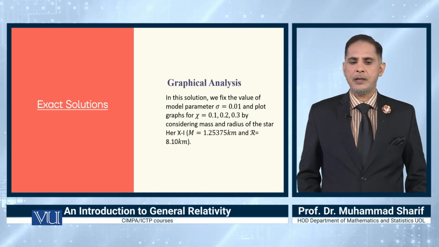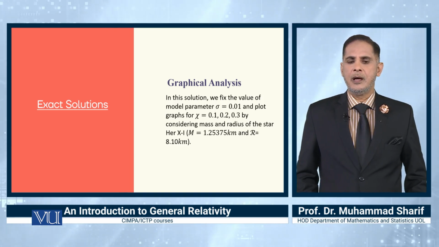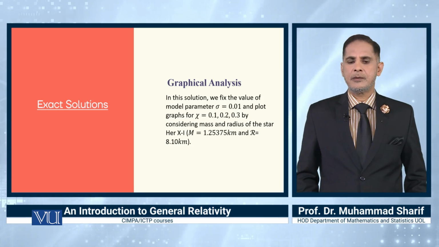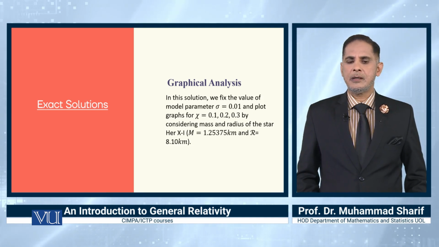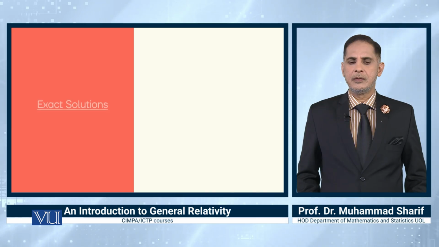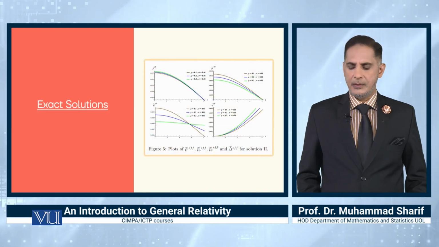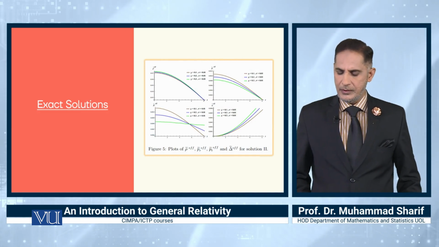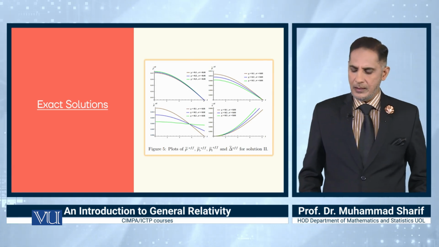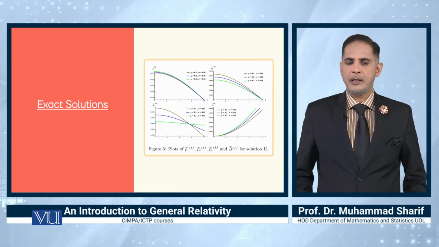Here in fact we are taking sigma equal to 0.01 and plot graphs for different values of the decoupling parameter, that is 0.1, 0.2, 0.3, by taking again the same star. So, in the first graph you can see that you have density, pressure, radial and tangential pressure as well as anisotropic factor. You can see all the factors are in the required range.